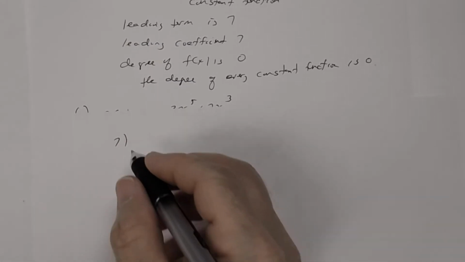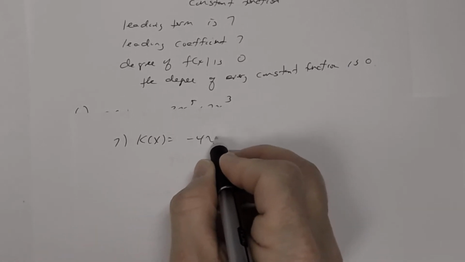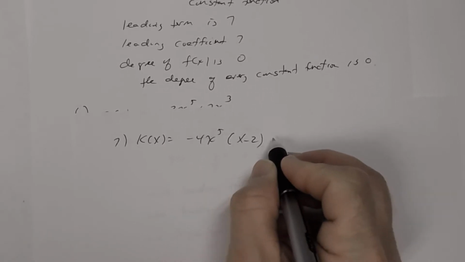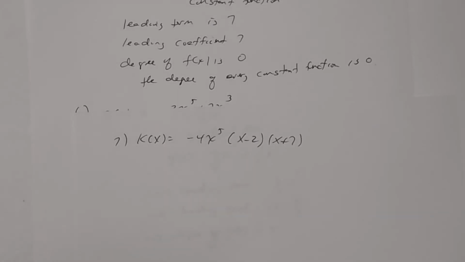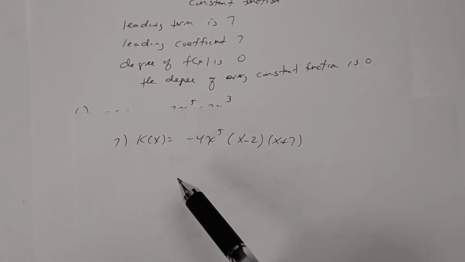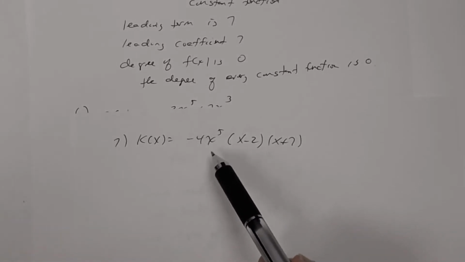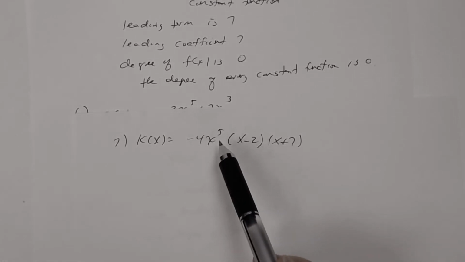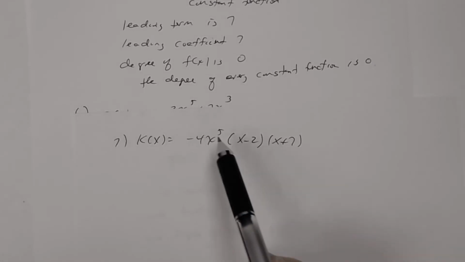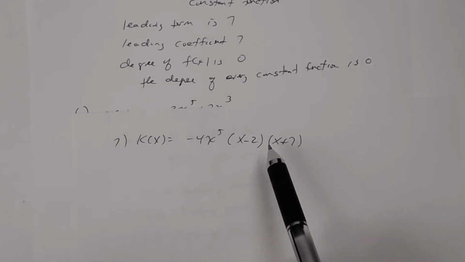So number 7, we have k of x is equal to negative 4x to the 5th times x minus 2 times x plus 7. Now you may say, well, that doesn't look anything like a polynomial function. Okay. Now the reason I put this is because you will see this is a polynomial function, and you will see it written like this, and you will at some point write polynomial functions in factored form. See, these are factors. These are factors. Negative 4 times x to the 5th times x minus 2 times x plus 7.